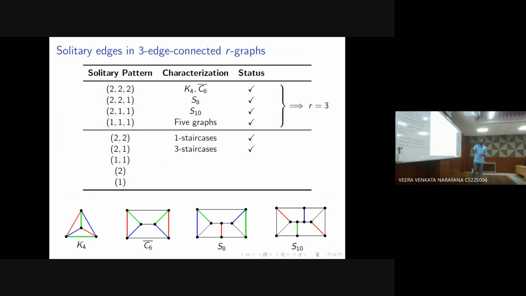For solitary patterns 2, 2 and 2, 1, this is for all 3-edge-connected r-graphs. These are infinite families. I'm going to show how they look without formally defining them in the next slides. So these are open, and we solved this for the case of r equal to 3. We gave a recursive characterization for 3-edge-connected 3-graphs for solitary pattern 2.